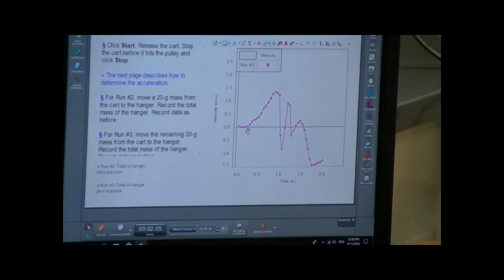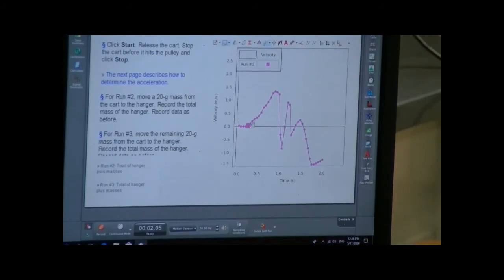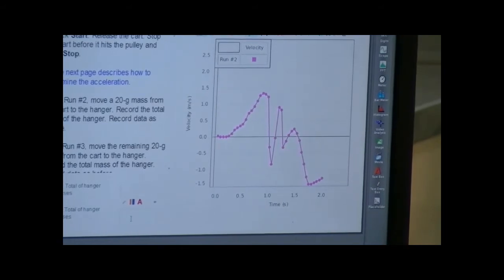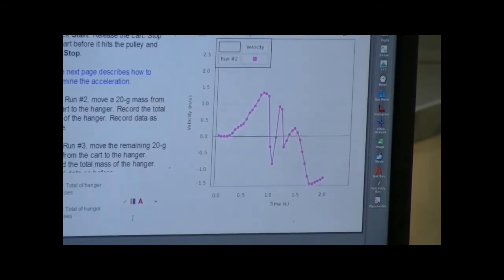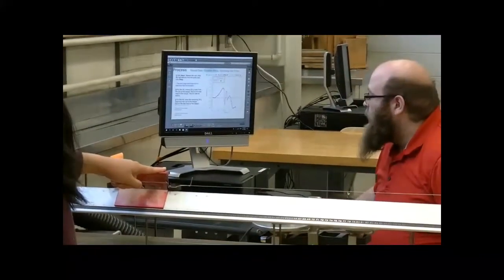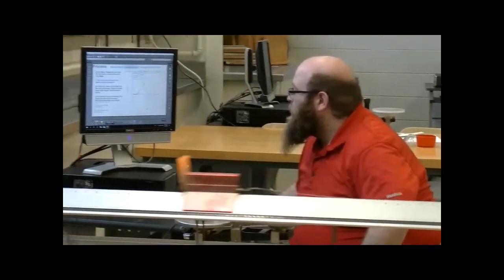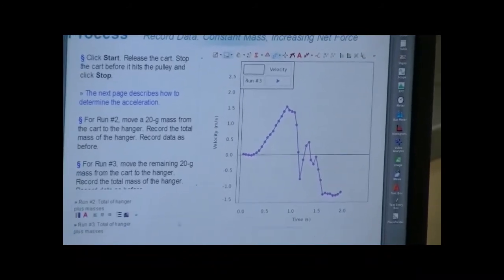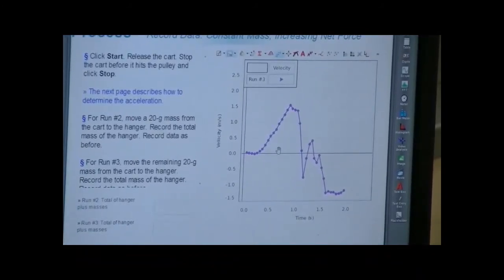Okay, and again, you can see a somewhat linear increase in the velocity, and we'll be measuring the acceleration later. And for our third run, we're going to be taking all 40 grams, both 20-gram masses, putting it on our hanger, keeping nothing on the cart, and we're just going to do that by itself for our third run. Okay, so this is our third run.